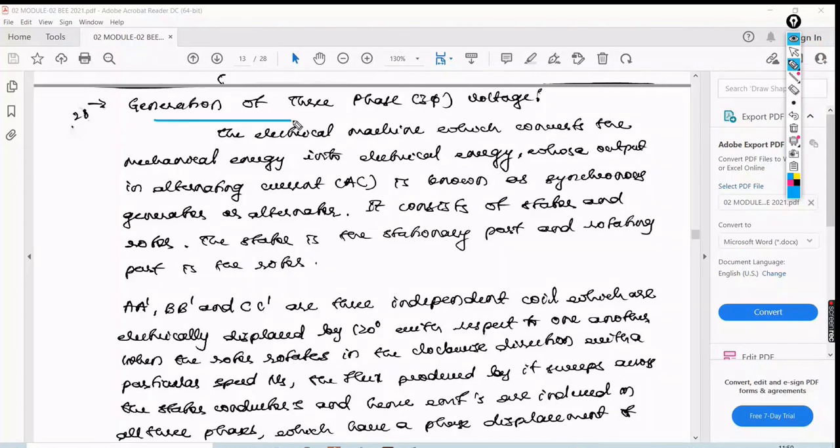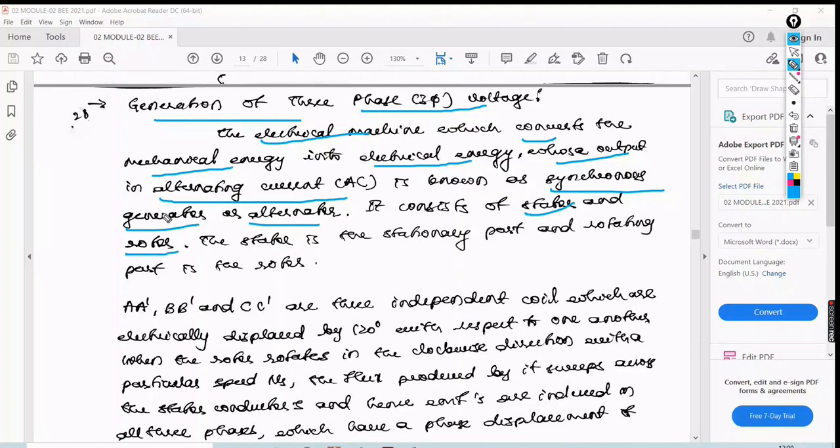Generation of three-phase power or voltage is also important from the examination point of view. The electrical machine which converts mechanical energy to electrical energy, but whose output is alternating current, is called the synchronous generator, alternator, or AC generator. It contains two major parts: one is the stator, and the other is the rotor.